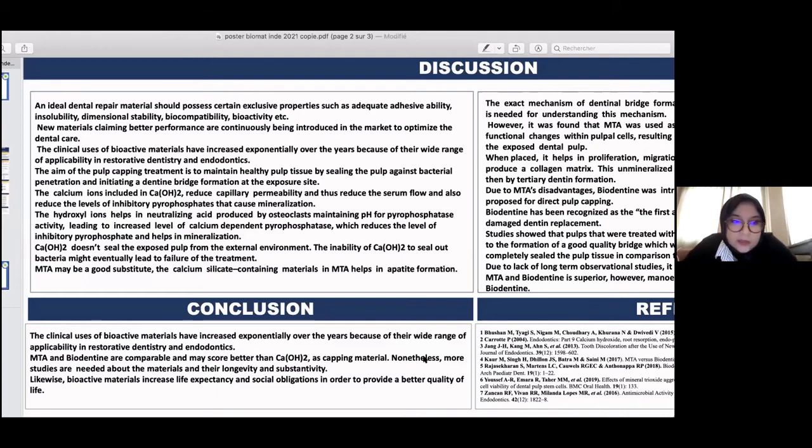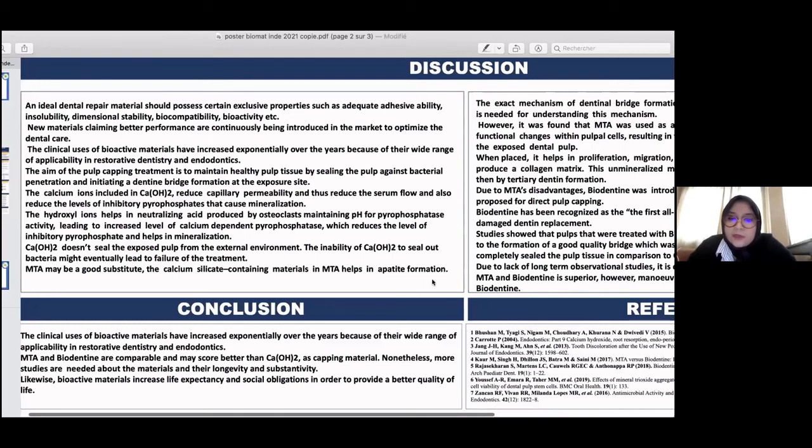So calcium dihydroxide doesn't seal the exposed pulp from the external environment. The inability of this product to seal out bacteria might eventually lead to failure of the treatment. So we can conclude that it's not the material of choice in certain cases. The MTA, the mineral trioxide aggregate, may be a good substitute, and the calcium silicate containing material in this product helps in apatite formation.